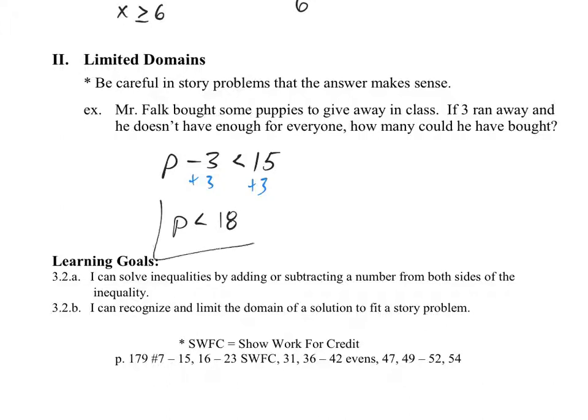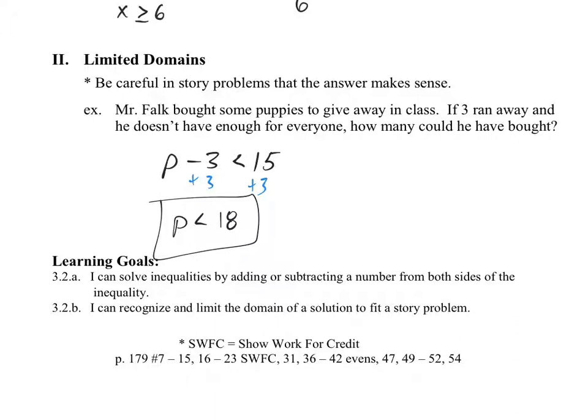But does P is less than 18 make sense in this case? No. So I could have bought 14.7 puppies? No. That's just kind of gross, right? You don't want to have a decimal puppy. I bought negative 42 puppies? No.